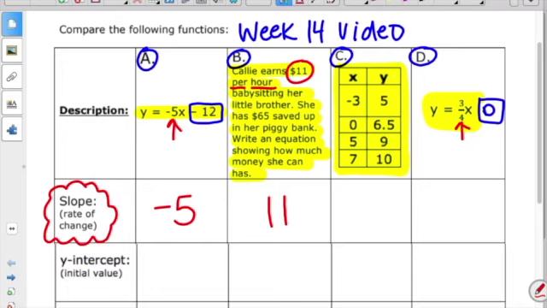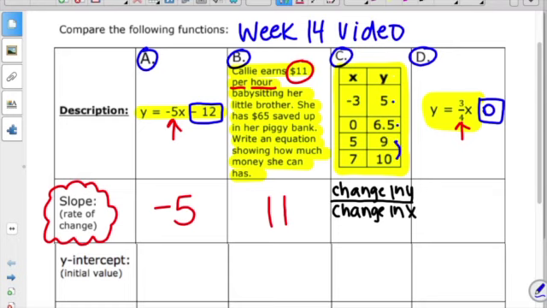For the table, we need to find our change in y over the change in x. That's our formula. So let's look at our y variables. We have 5, 6.5, 9, and 10. We just need to pick 2 pairs. So the easiest ones to find the change in are going to be between 9 and 10.